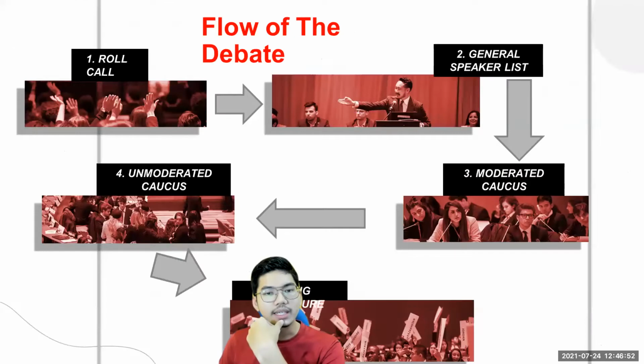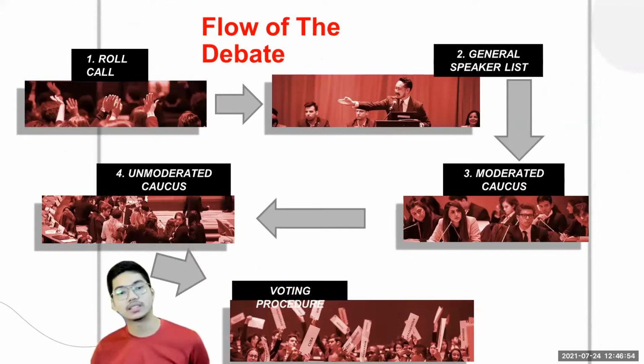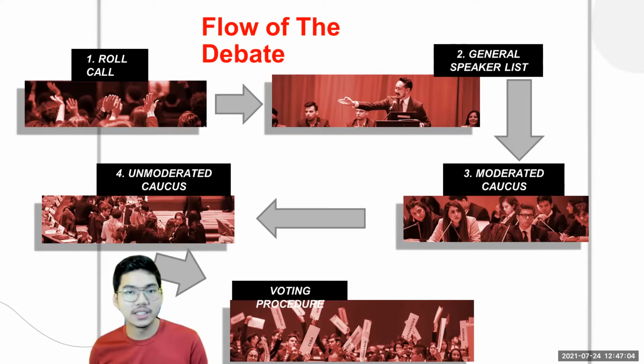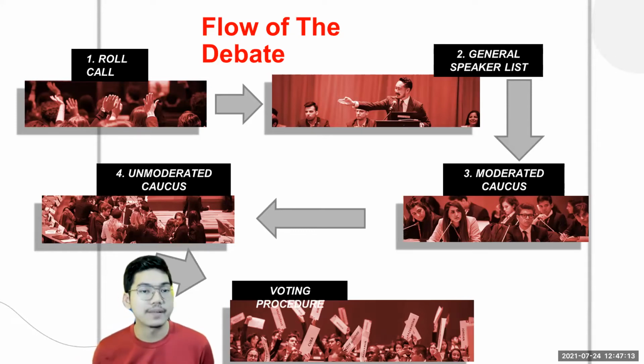Okay, I see we have 20 minutes left, so I'm going to move on to the next slide. This is the flow of the debate. This is the main question of the day: how does MUN go? We understood the basic definitions earlier, and we understand the sequences of MUN, but this time we're talking about the flow of the debate.